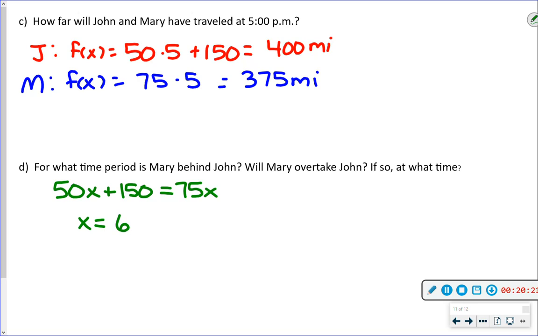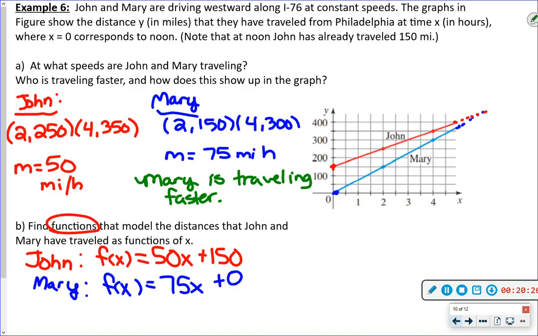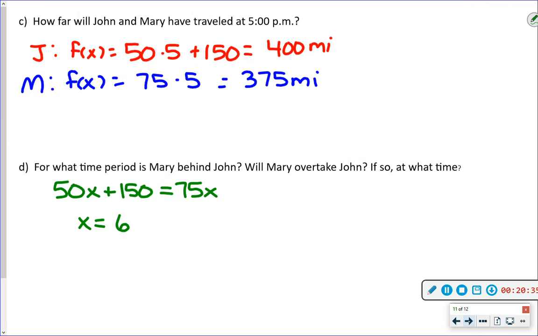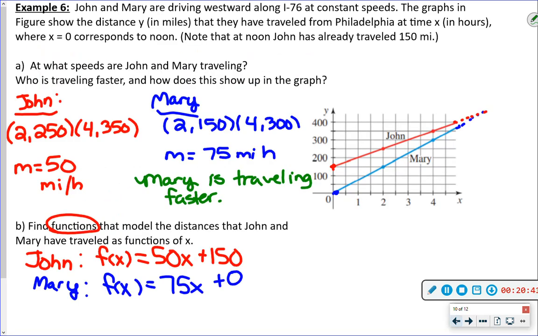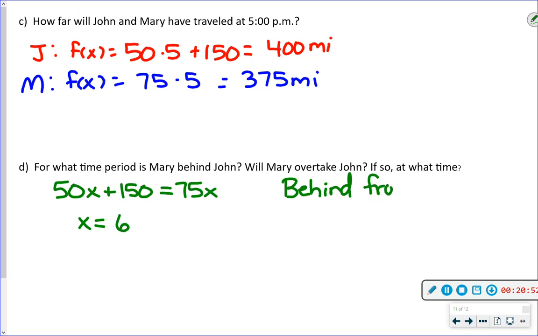So if you look at the graph, what time period is Mary behind John? I'm going to go back to the picture. So Mary is behind John, clearly, from 0 to 6, because she's behind. Now, to just make this fancy, remember, x equals 0 corresponds to noon. So I'm going to say she's behind from noon to 6 p.m.